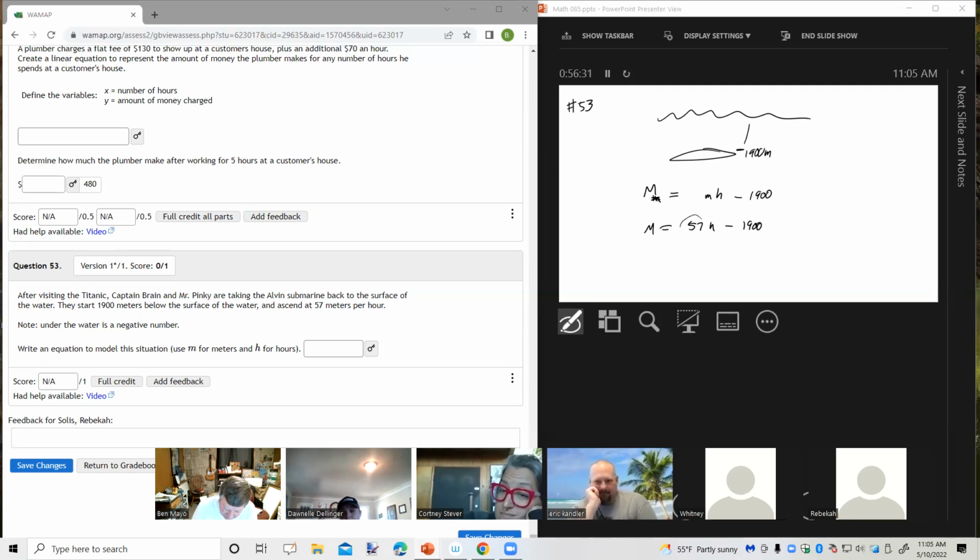Because this would be 57 meters per hour times hours. So hours would cross out. You'd have meters, meters, meters. I'm just trying to get all my units to work. So after all that, I guess it's going to look like this using their notation. Little m equals 57h minus 1900.